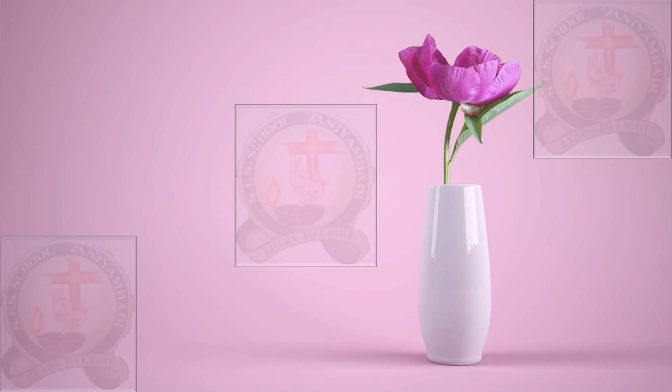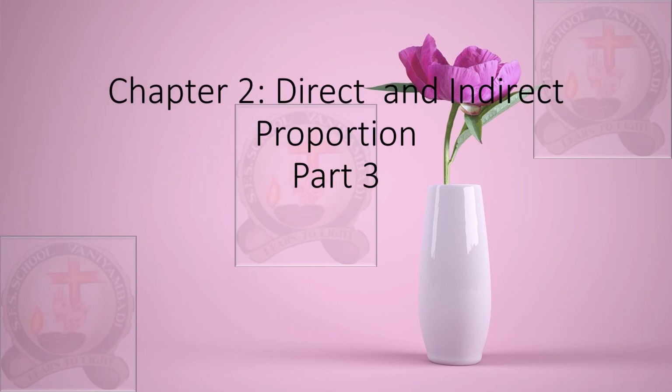Okay, in today's online class, we will discuss the chapter 2, Direct and Indirect Proportion, part 3, for class 7th standard. So children, in part 3, we will discuss how to solve exercise 2.2 with the concept of direct and indirect proportion that we have learned in the previous parts. So please make sure that before you watch this, you have watched part 1 and part 2, children.